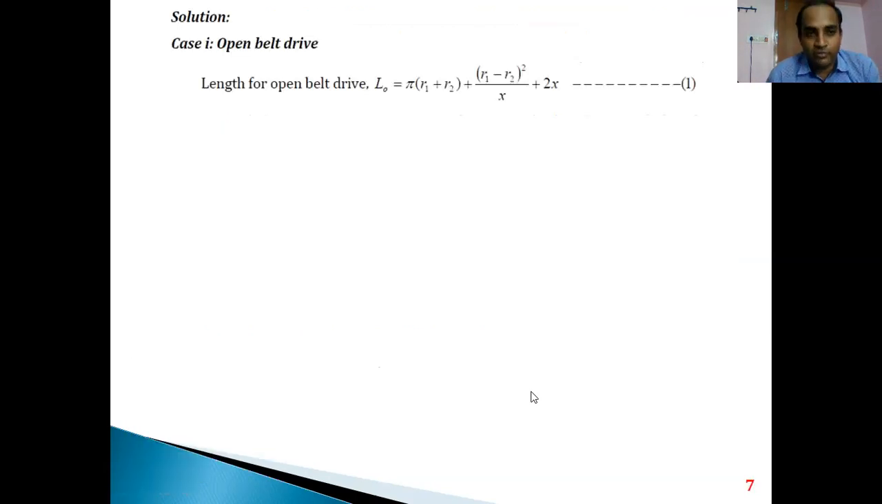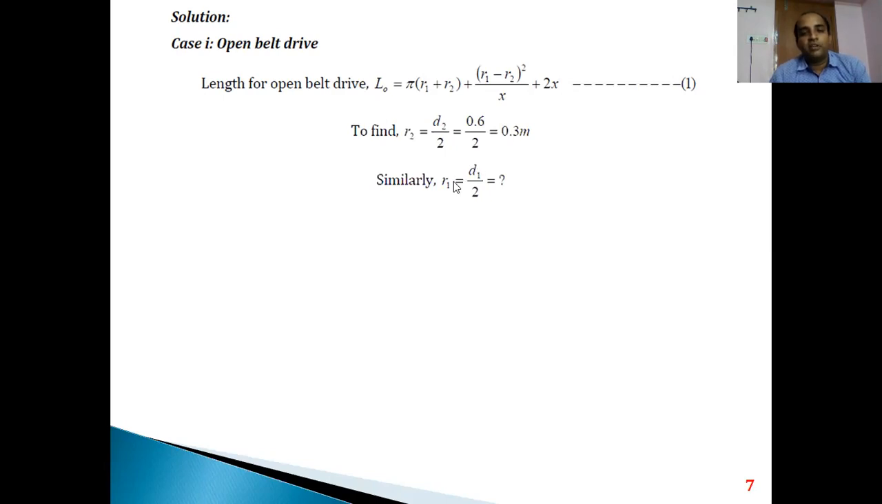So first, for the open belt drive case, we shall begin the solution. For the open belt drive case, the length of the open belt drive equation is pi times (R1 plus R2) plus (R1 minus R2) whole square by x, plus 2x. Already we have the value of x given in the question. He has given the value of the diameter of the driving shaft, that is D2 according to our question. So we have the value of R2 also. We don't know the value of R1. R2 is D2 by 2, we get the value around 0.6 meter.